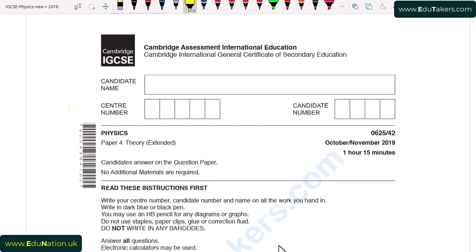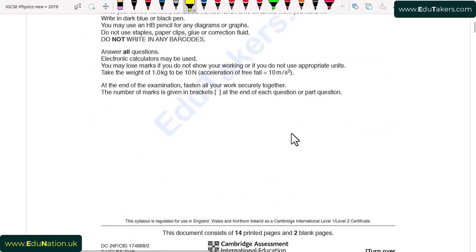Today we are going to solve Cambridge IGCSE Physics Paper 4 Theory Extended held on October-November 2019, and the paper code is 0625 with variant 42. So let's start from question number 1.